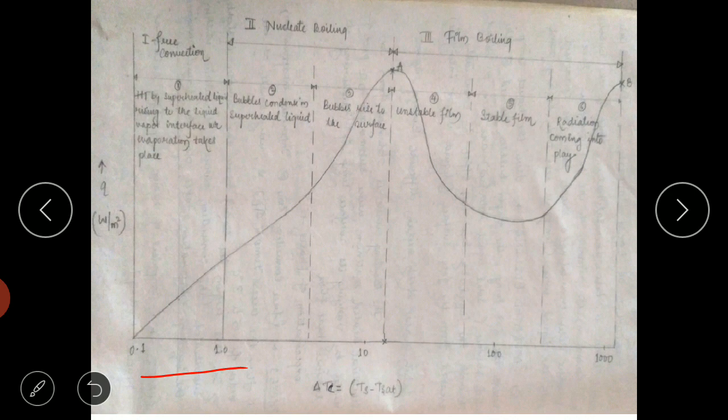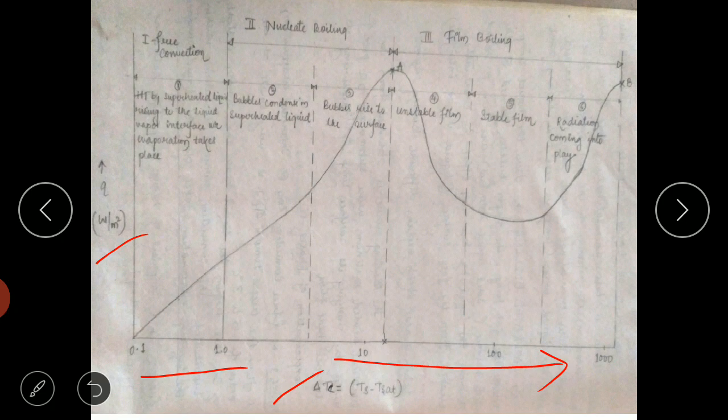Approximately for this temperature range, this graph is indicating heat flux versus delta Te. Here delta Te indicates the excess temperature, Ts minus Tsat. So Ts will be continuously increasing as we supply heat, and Tsat indicates, for a given pressure, the saturation temperature of water. For 1 bar, it is usually 100 degrees Celsius. So Ts increases as we are continuously supplying heat, and it depends on how much heat we are supplying.